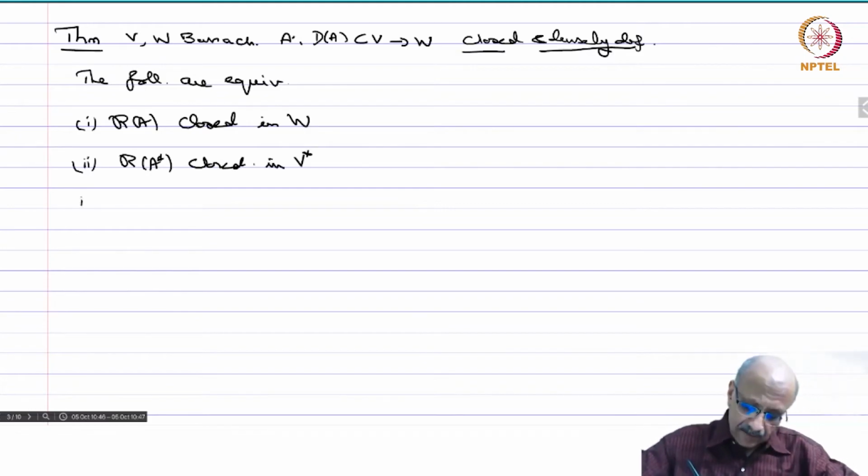And then three, range of A equals N of A star perp, and four, range of A star is N of A perp.